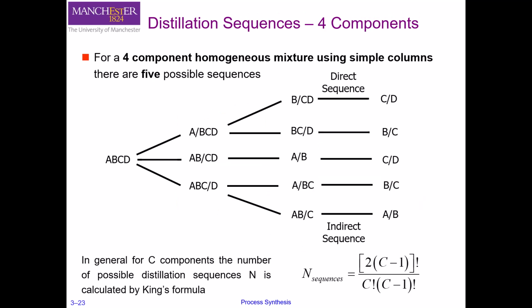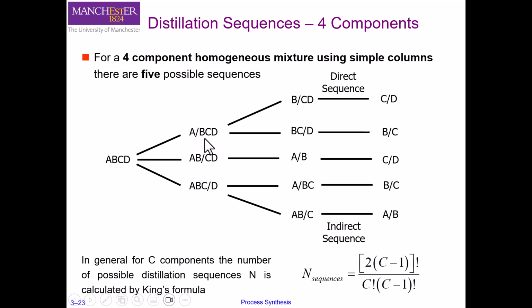Now let's have a look at a bit more complicated system. Here we have four components, and as I said, normally the number of components dictates the number of columns in the sequence. If you have four components, then you will need at least three columns, and these three columns can be arranged in five different sequences. So here you have A, B, C, D. In the first direct sequence, first you decide to take out component A, that is the light key component.